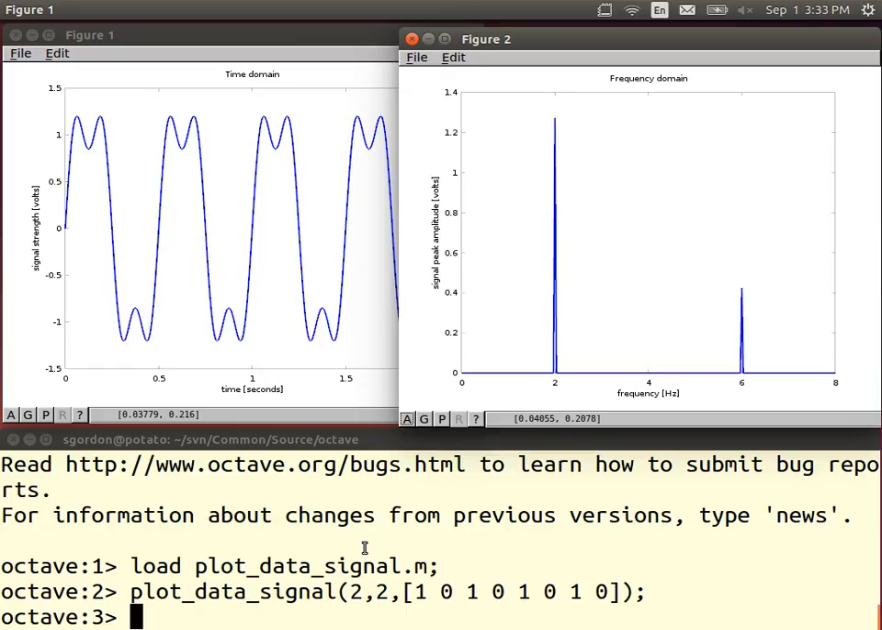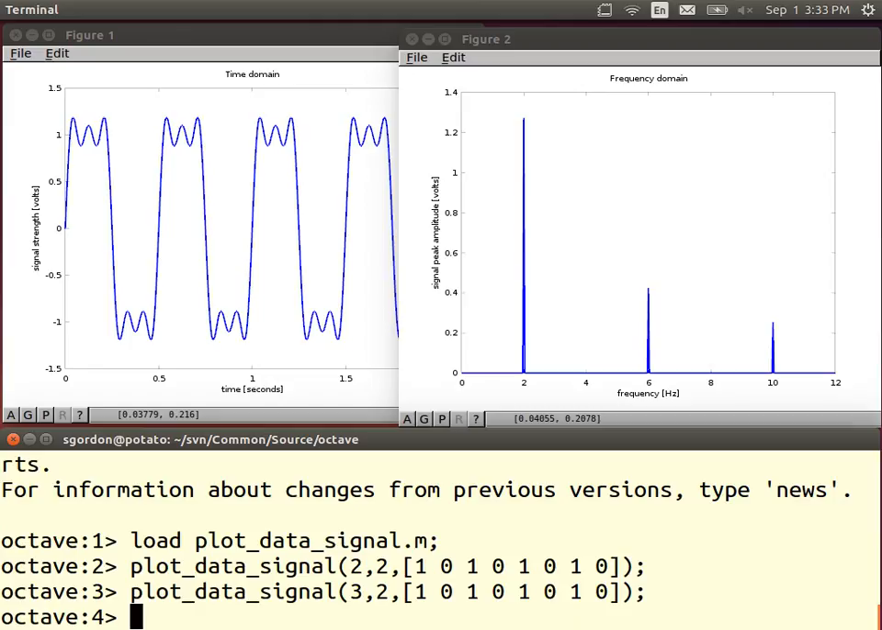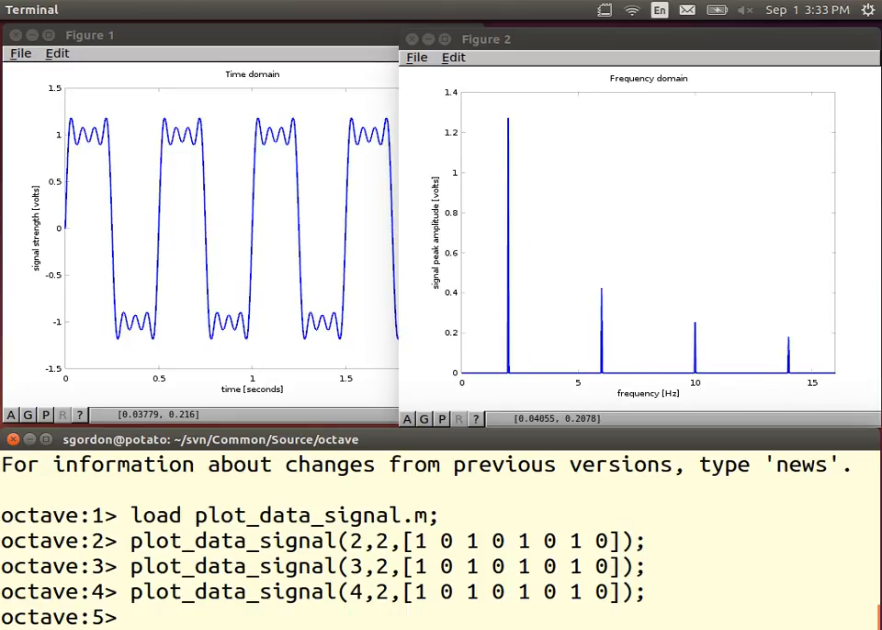Let's just vary some of those parameters. Let's add three components, and we see our three impulses. And four components, of course, four impulses. In the time domain, the signal is getting more accurate with respect to a perfect square wave, and the signal bandwidth is getting larger. Go back to the first one.